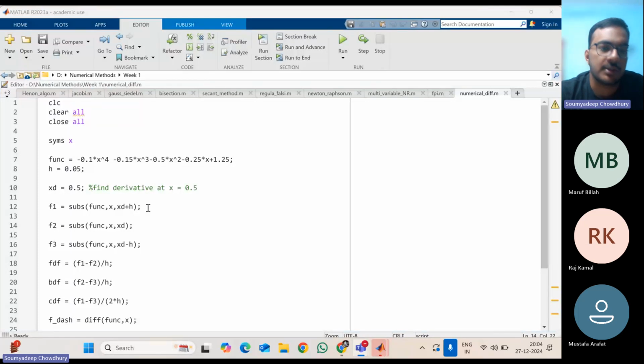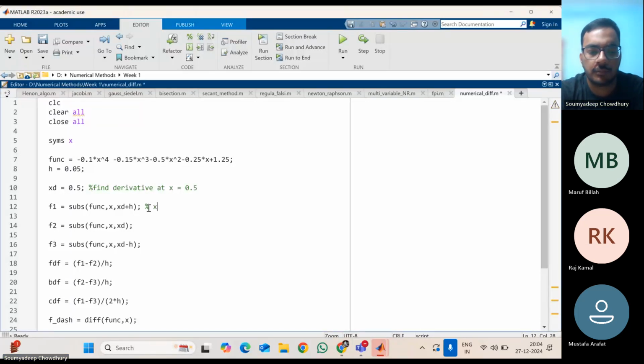Then again, this is x_{i+1}. You can see here I have used xd plus h. subs is the inbuilt function in MATLAB for substituting. In func, in place of x, we are substituting xd plus h, that is x_{i+1}. This one is x_i, and let me write in comments clearly. This is f of x_{i+1}, this is f of x_i, and this one is f of x_{i-1}.